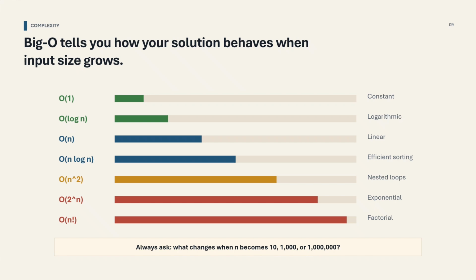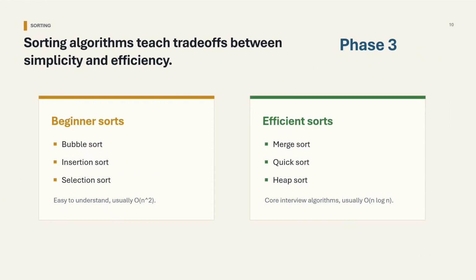You should also learn common run times. O(1) is constant time, O(log n) is logarithmic time, O(n) is linear, O(n log n) is efficient sorting, O(n^2) is quadratic time, O(2^n) is exponential time, and O(n!) is factorial time. Understanding complexity helps you write better and faster code. Coming to phase 3, basic algorithms.